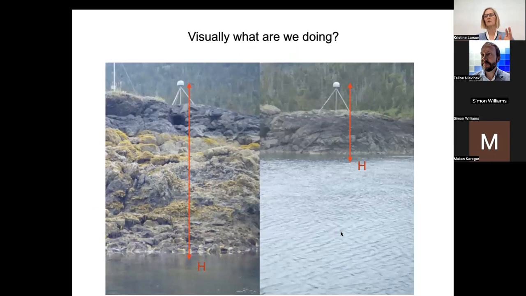Visually, what are we doing? I showed you this picture with some words. Here's an antenna, Peterson Bay. On the left, H is large. On the right, H is smaller. So we're going to use the SNR data to estimate those H's.